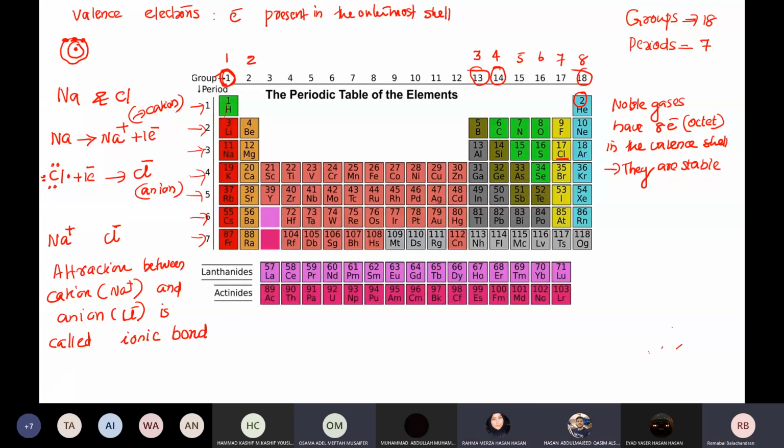Yes, Doctor. Okay, so that means Na plus, sodium, is a metal, and Cl is a non-metal. Metals and non-metals usually form an ionic bond. Okay, so this is one type of bond.